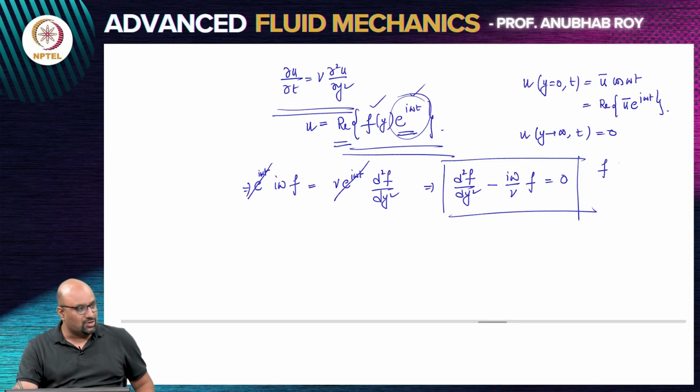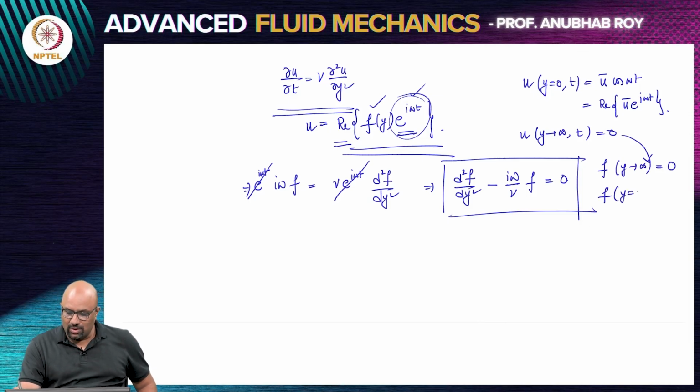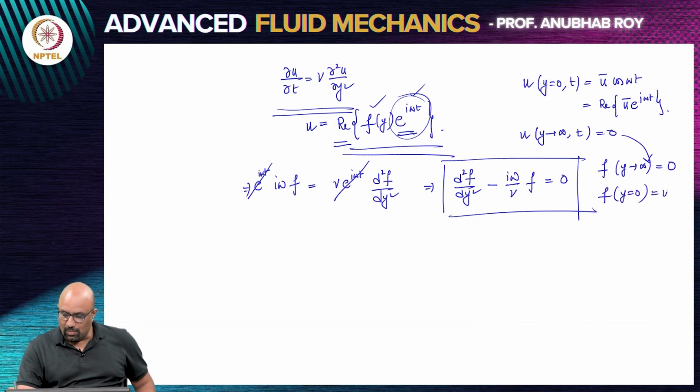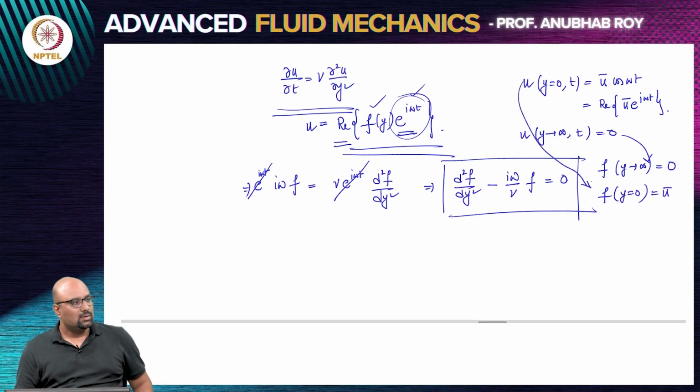F is only a function of y. So f as y goes to infinity should be equal to 0, and f at y equals 0 should be equal to u bar. So you just have to now deal with a second order differential equation.